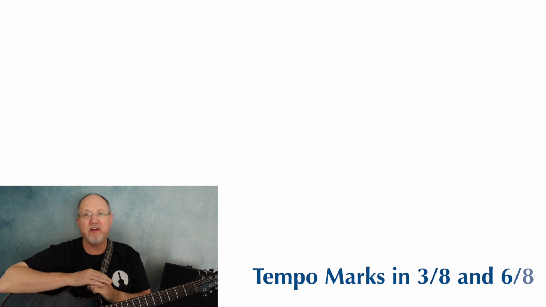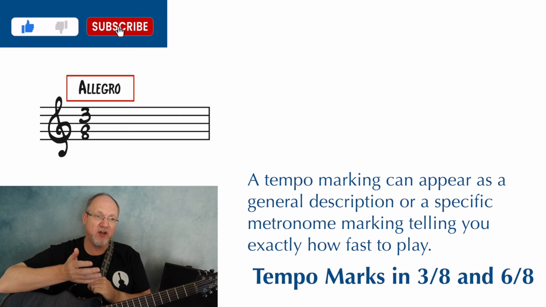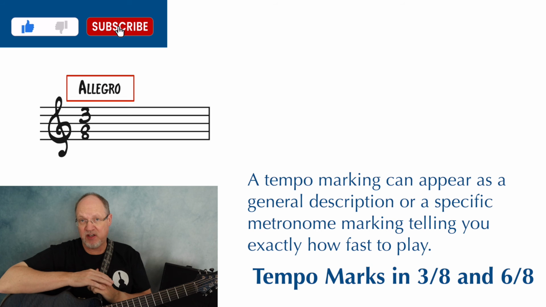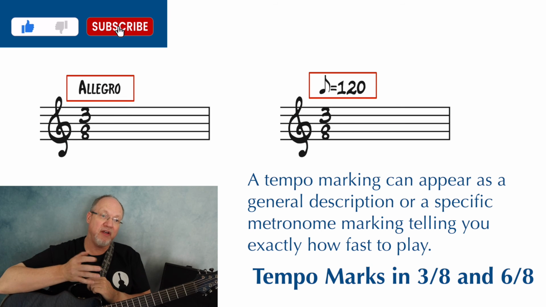We covered tempo markings in the last video. Remember that a tempo marking can appear as a description, which gives you a general idea of how fast to play, and a tempo marking can appear as a metronome marking telling you exactly how fast to play.